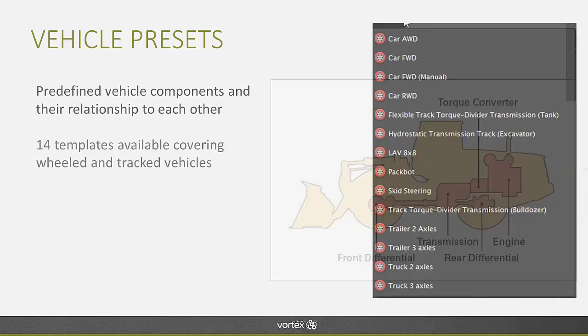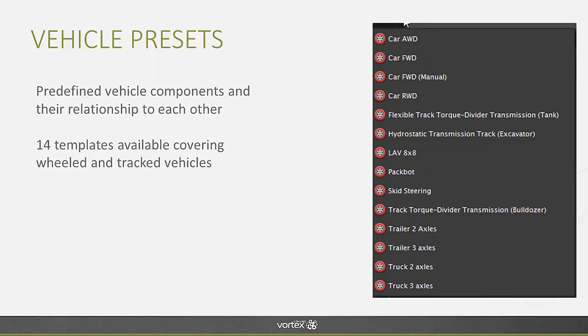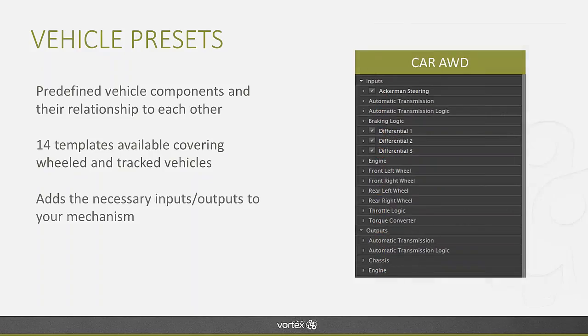Now, you have a library of 14 presets out of the box in the Vortex editor. These cover a very wide range of wheeled and tracked vehicles. But you could also create your own customized presets, and we'll show you how in a few minutes in the first live demonstration. These presets add the necessary inputs, outputs, and parameters to your mechanism.